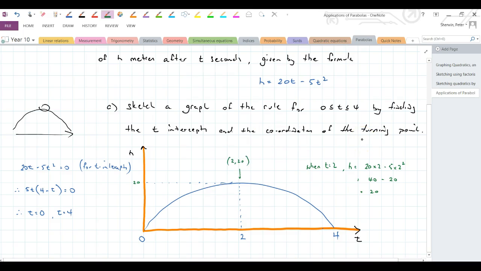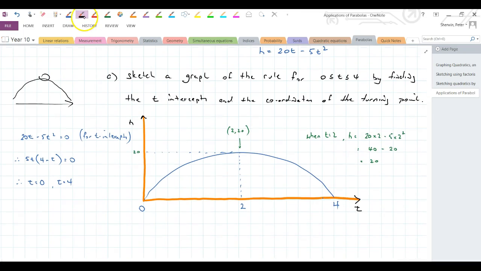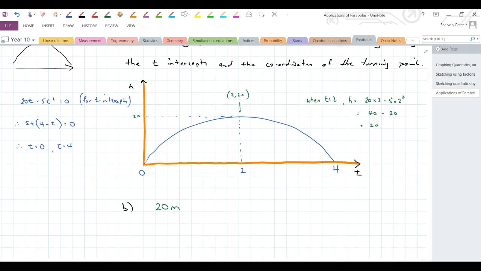So question B here is: what maximum height does the ball reach? The maximum height is there, isn't it? On my turning point, maximum height is 20. So the answer to B is 20. But because we've put this into a real life problem, there are things that we can say. We can say meters here. 20 meters is the answer to B. And part C says, how long does it take the ball to return to ground level?